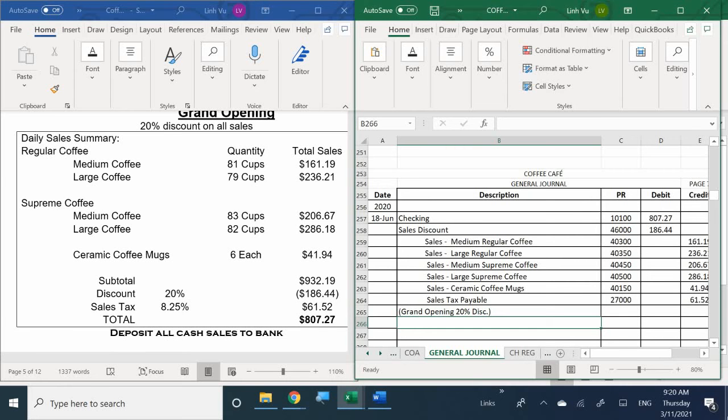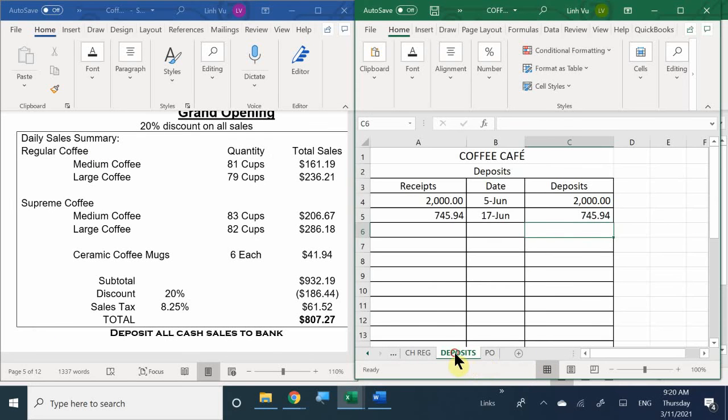So what's next? Deposits. So how much money were we supposed to receive? 807.27. The date is the 18th. We're going to deposit it right away. So that means you're going to be depositing the 807.27. Good.